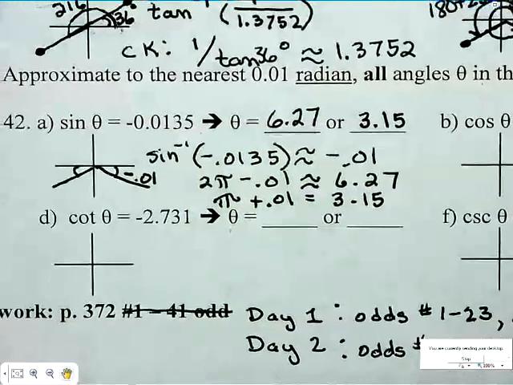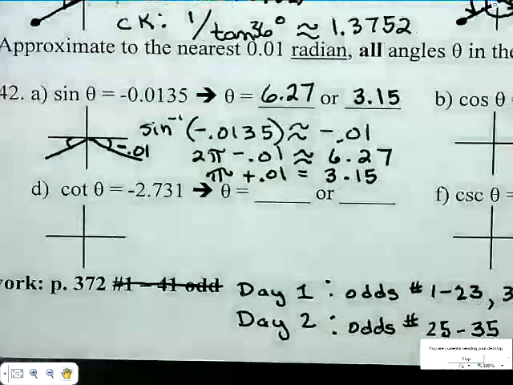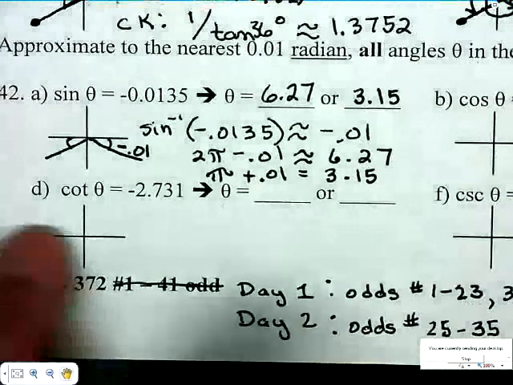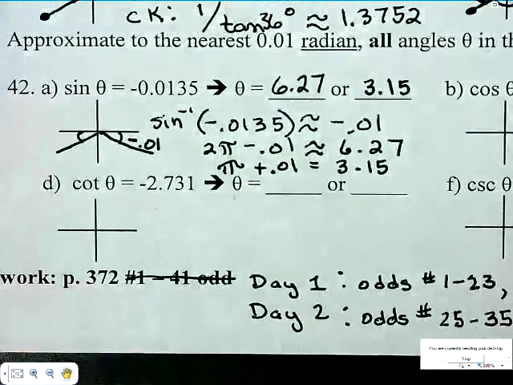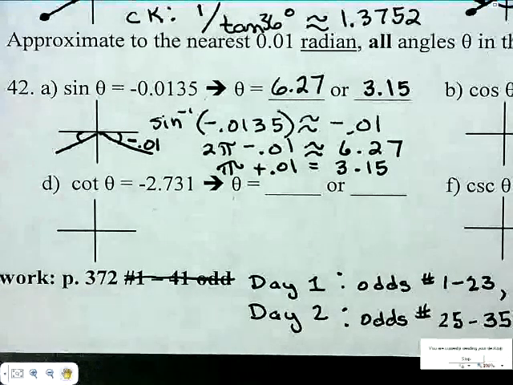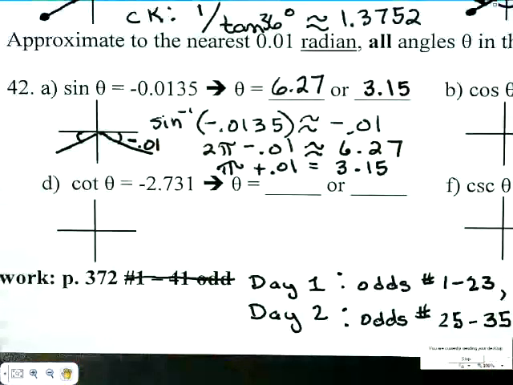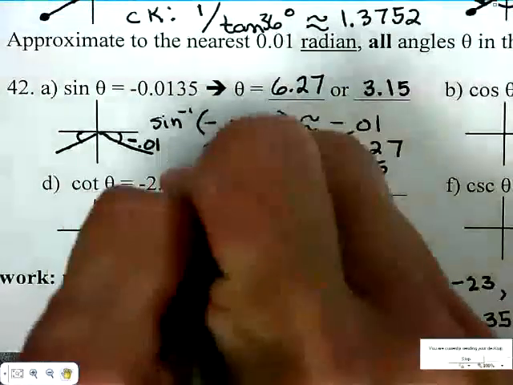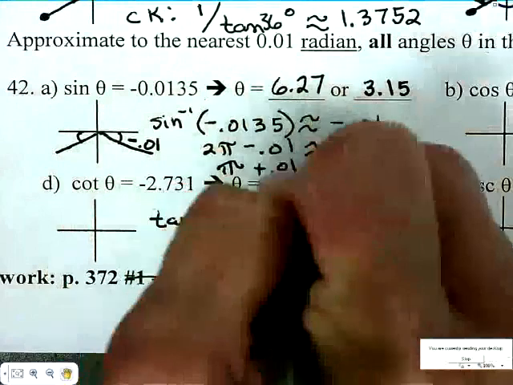All right. Because we won't have time to do 3 more, let's just do the D part. I don't have an inverse cotangent button. I have an inverse tangent button. So I have to think, if cotangent is about negative 2.7, what's tangent? 1 over negative 2.7. So inverse tangent of 1 over negative 2.731.